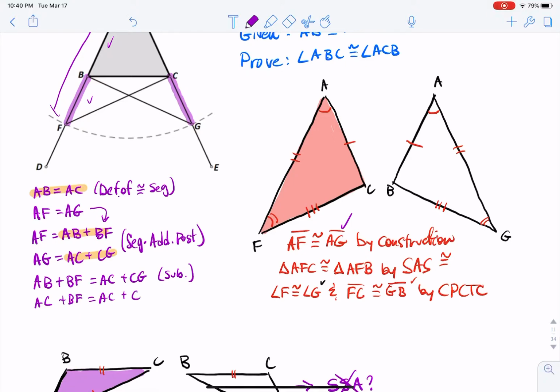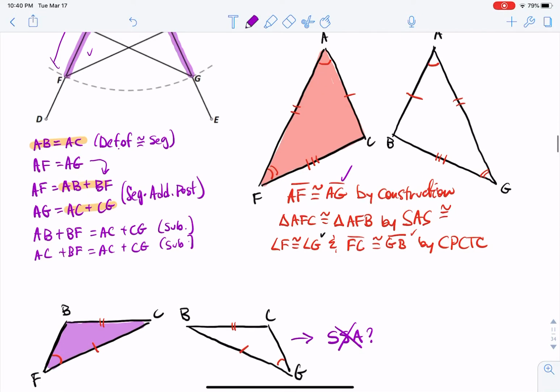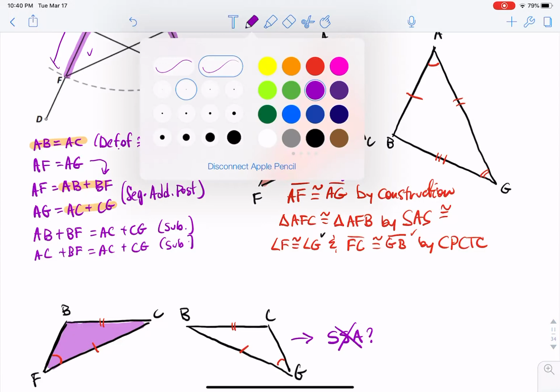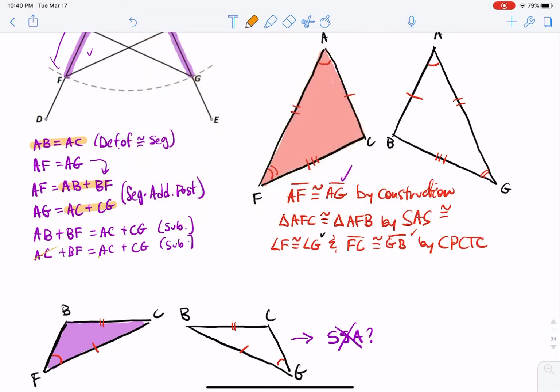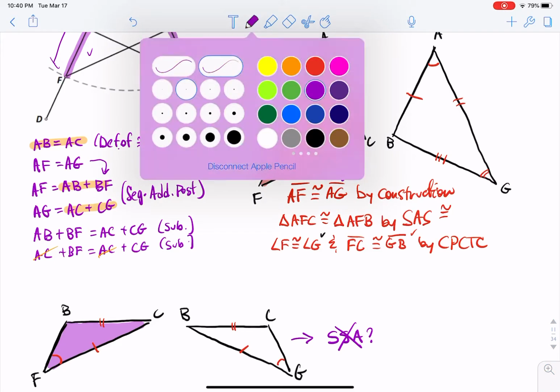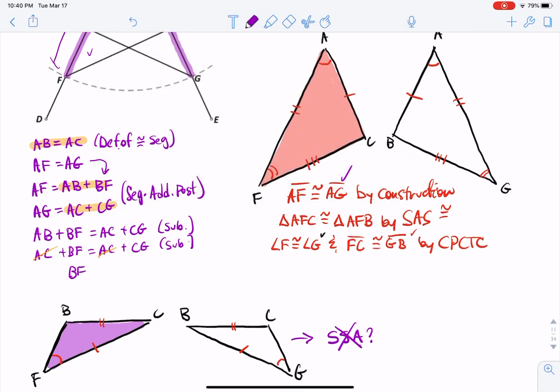AC plus CG. The whole reason why I did that by substitution is so that I can notice that they're exactly the same thing, and I could cancel on both sides. I'm subtracting AC from both sides. So I'm going to subtract AC from both sides and get, finally, that BF is equal in measure to CG, and that is subtraction, which of course means that BF is congruent to segment CG.